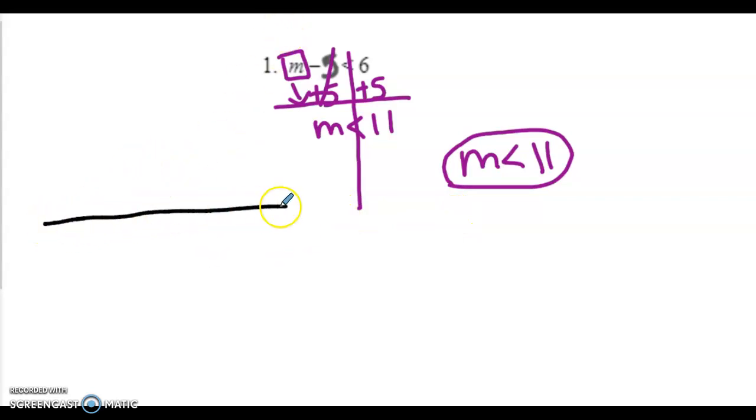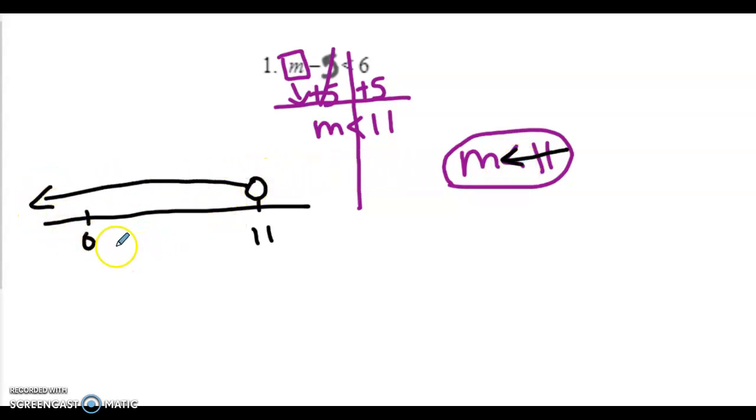I know you don't have to graph on this first one, but I just want to show you what that would look like. If you're on a number line here, you would put an open circle on 11 because 11 is not included. And then you think about drawing your arrow through that symbol, and it tells me to draw my line this way. So any number less than 11 is a solution. 5 is a solution, 0 is a solution, negative 36 is a solution, anything less than 11.